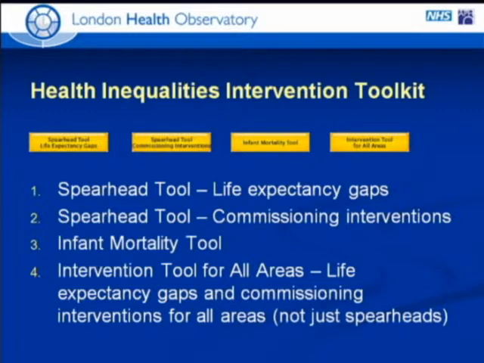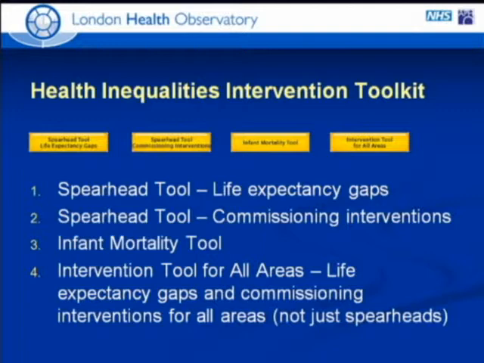So the Health Inequalities Intervention Tool has 4 components to it now. It's developed over time. We first launched one component of the tool at the end of 2006, and since then we've done a lot more work on it, and it now has 4 components.